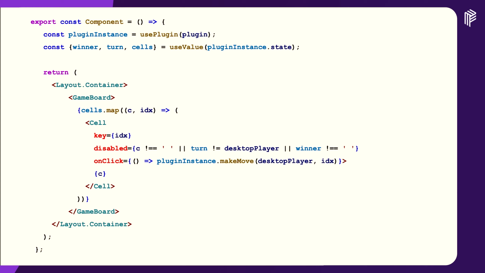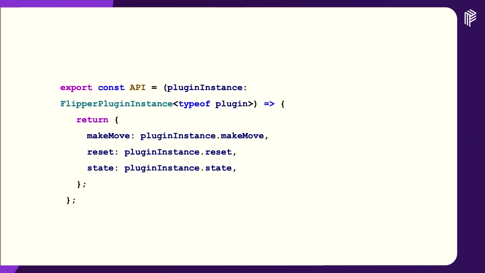The UI of the plugin is pretty straightforward. We use a couple of hooks to consume the state of the plugin, and then it's a simple React application where we just iterate over the cells that we have in our state. And this is new stuff. This is actually how our headless mode looks. From a Flipper plugin, we can now export one more function, and it whitelists or maybe transforms the API exposed from our plugin instance, the first function that we saw before. And that's pretty much it.